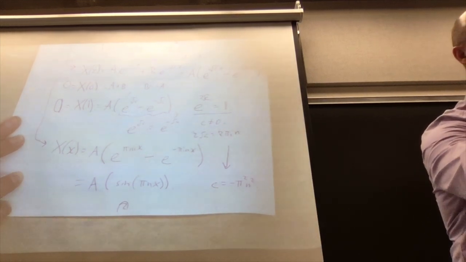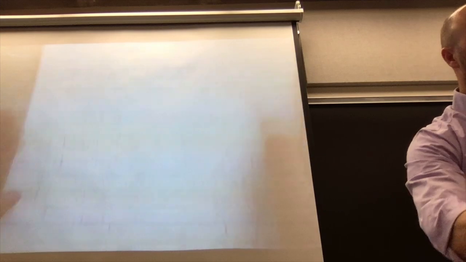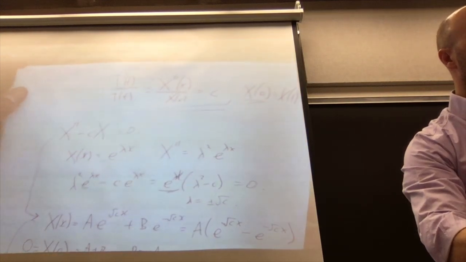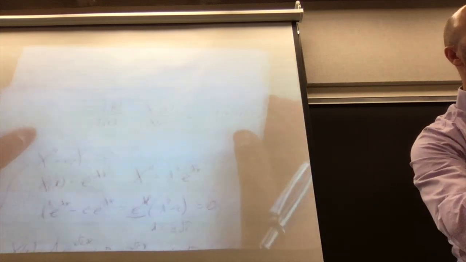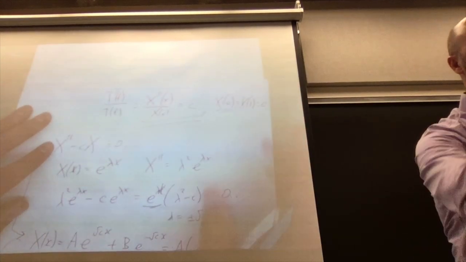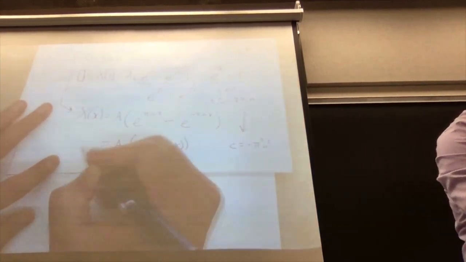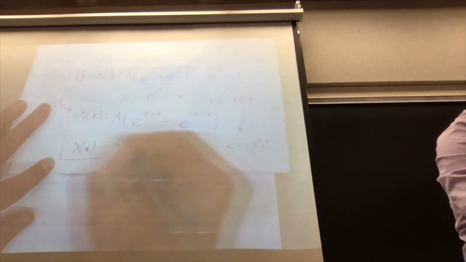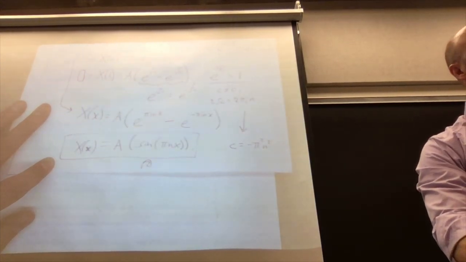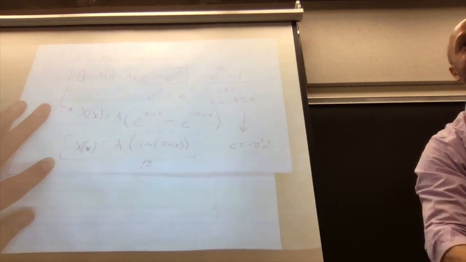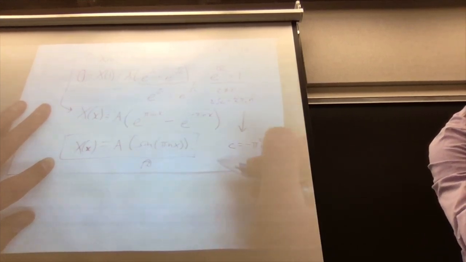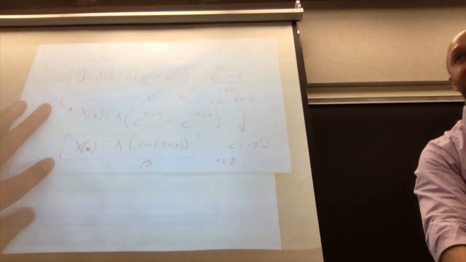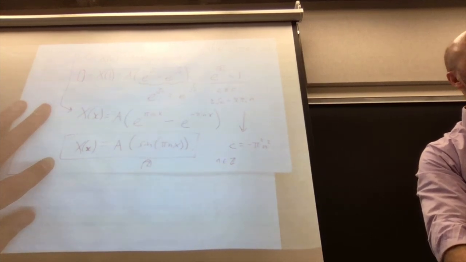So that means we can go back to this equation. Let's go all the way back to this equation. So we've solved x. We know exactly what x is. X of x is some constant times a sine, and that sine is sine of pi n x for some integer n, n in Z. Okay?